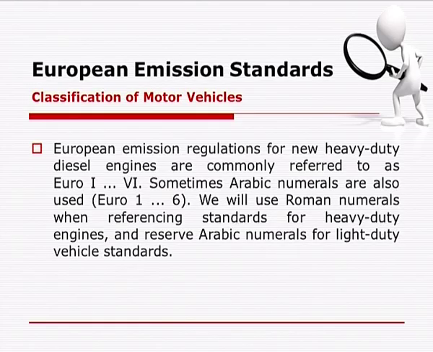European emission regulations for new heavy duty diesel engines are commonly referred to as Euro 1 to Euro 6. Sometimes Arabic numerals are also used, but we will use Roman numerals when referencing standards for heavy duty engines and reserve Arabic numerals for light duty vehicle standards. So, the standard is the same, but for light duty vehicles we will use Euro 1, Euro 2 with the number in Arabic numerals, and for heavy duty vehicles we will use the number in Roman numerals.